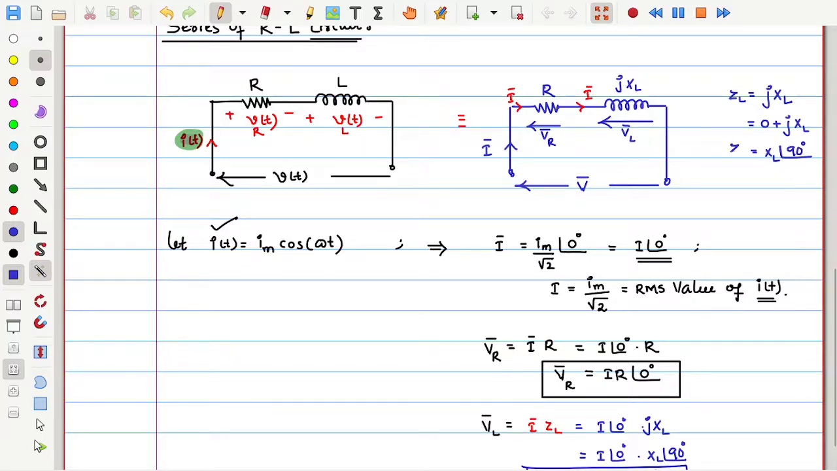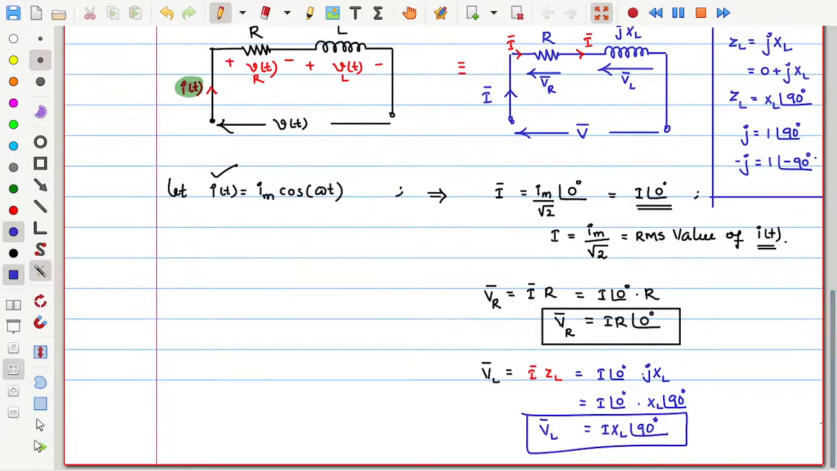So you should understand that JXL can be written as XL at an angle of 90, where J is equivalent to 90 degrees. Remember this information: J is equal to 1 at an angle of 90 in polar form. What about minus J? 1 at an angle minus 90. Okay, try to understand this information carefully.